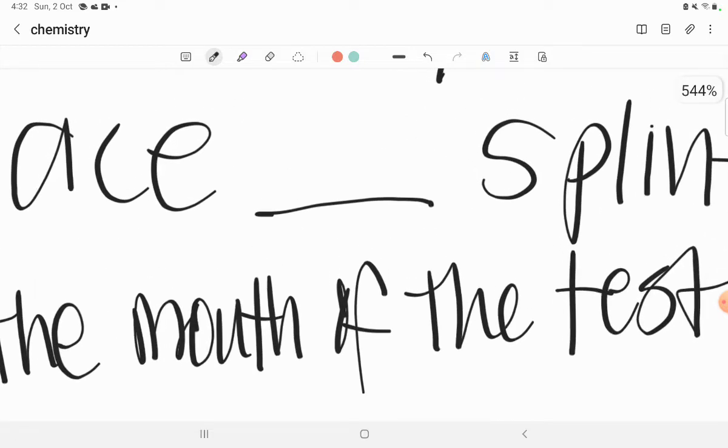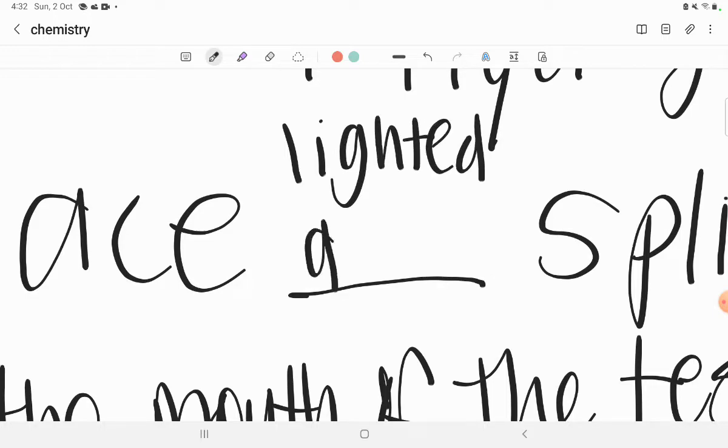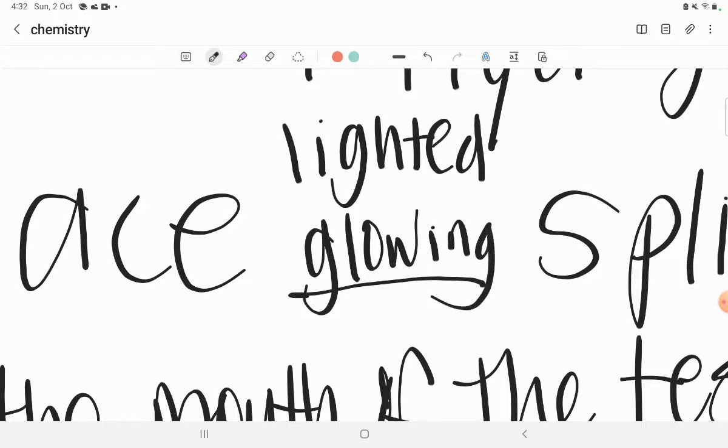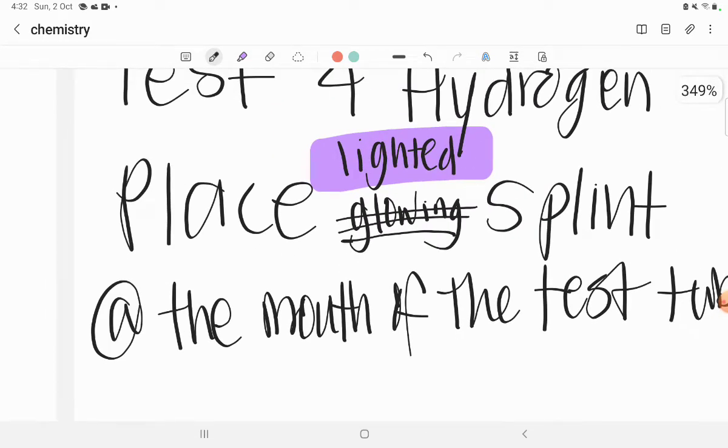We have two options. It's either place a lighted splint or a glowing splint. Which one is it? I'll give you 5 seconds to answer. 1, 2, 3, 4, 5, 6. I gave you 6 seconds, so you should be able to answer by now. The answer would be a lighted splint, not a glowing splint. A glowing splint is only for oxygen. A lighted splint is for hydrogen.